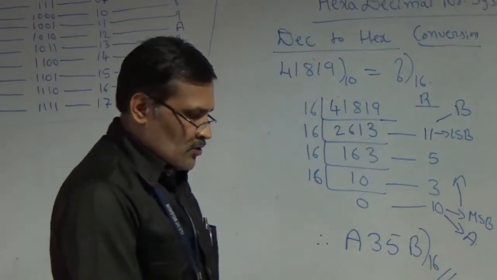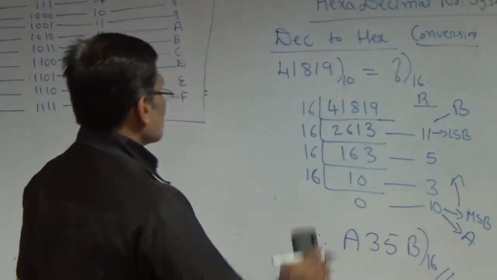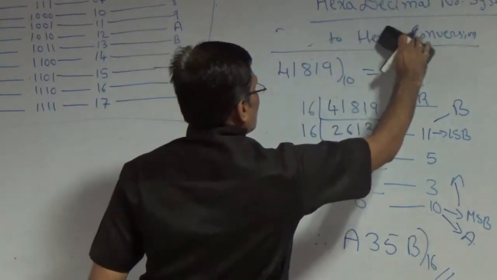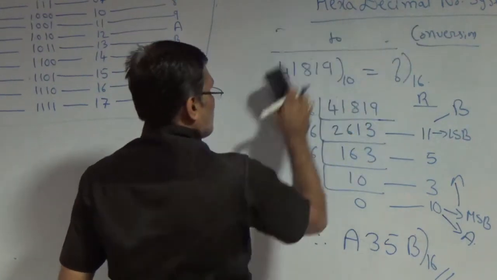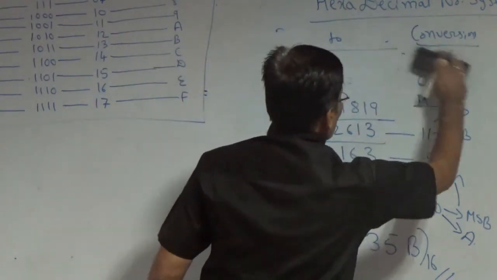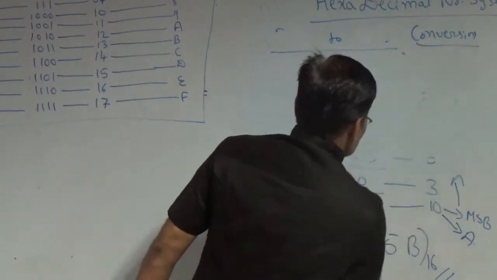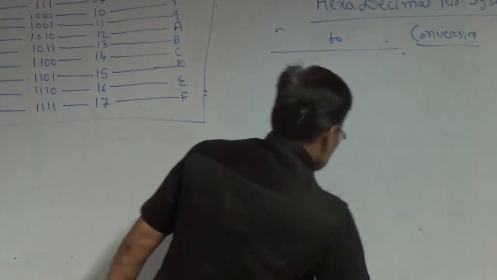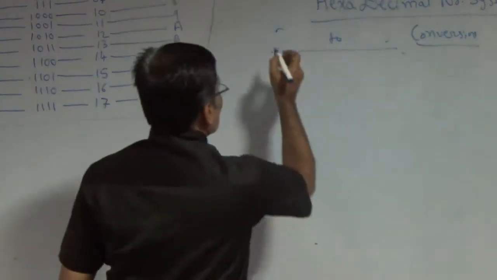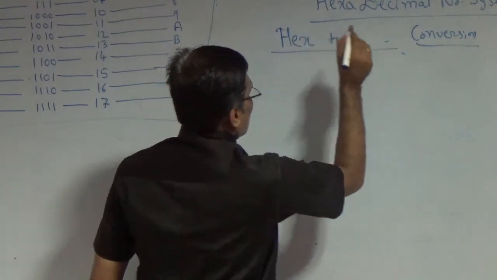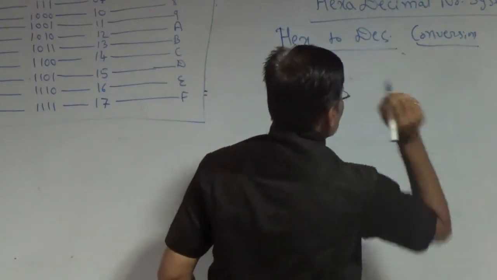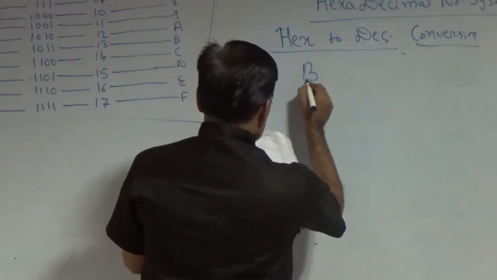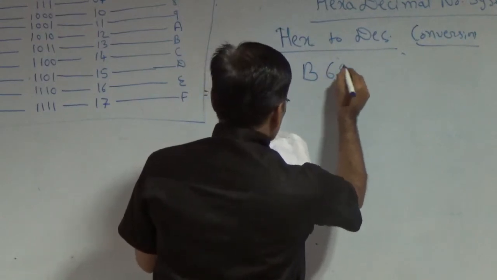Okay. So let us do the reverse process of this, that is hex to decimal. You will be given a hexadecimal number and you have been asked to convert it to a decimal number system. So let us consider the hex number as B65F.